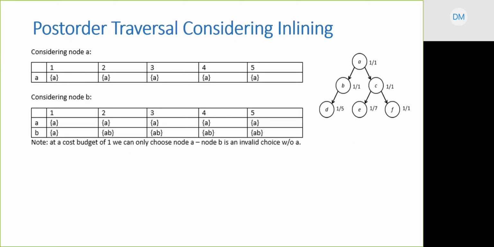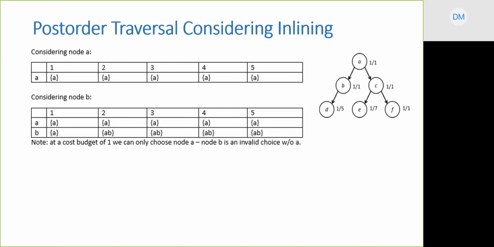Considering node B. When we look at column 1 for node B, we can't inline node B on its own because B depends upon A. So when we go to try and put B in, we have to subtract B's cost from the available budget and then look at the previous solution. If we subtract B's cost from the budget, the remaining budget is 0. There's no way that we could fit it in. Therefore, the solution in column 1 is A.